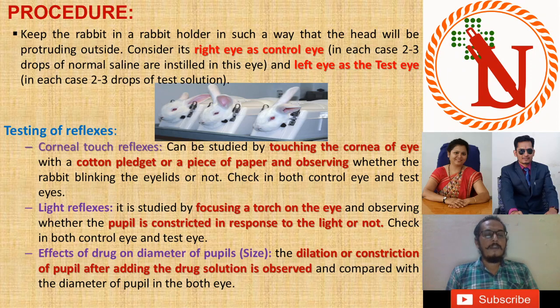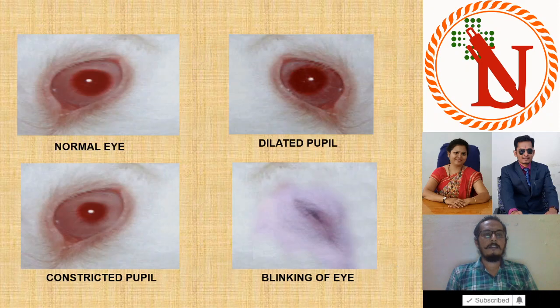The third one is the effect of the drug on the diameter of the pupil. That means we observe whether dilation or constriction of the pupil occurs after adding the drug solution, and compare the diameter of the pupil in both eyes. These three reflexes we are going to measure in this practical. Here there are four figures: the normal eye, dilated pupil, constricted pupil and blinking of the eye. We are going to measure these four kinds of responses in this practical. That's why I have taken this diagram, so you can get an easy idea.